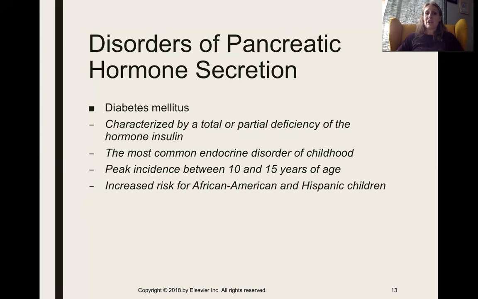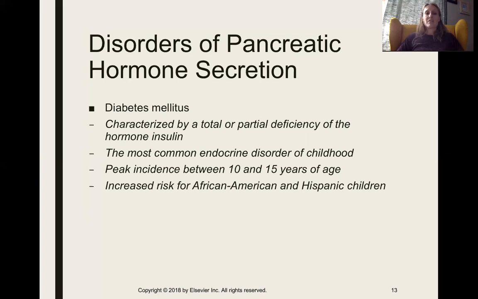So now we're going to move on to diabetes. So diabetes mellitus has to do with the pancreatic secretion of insulin. And we have two types of diabetes, type 1 and type 2, which we'll get into in just a second.